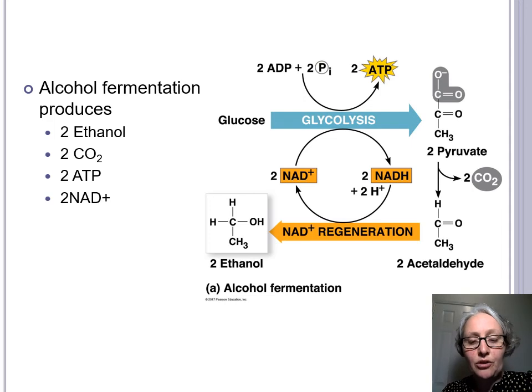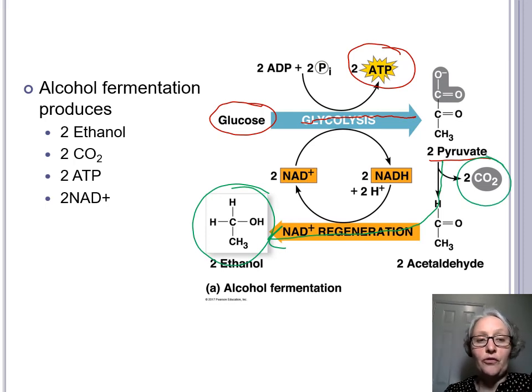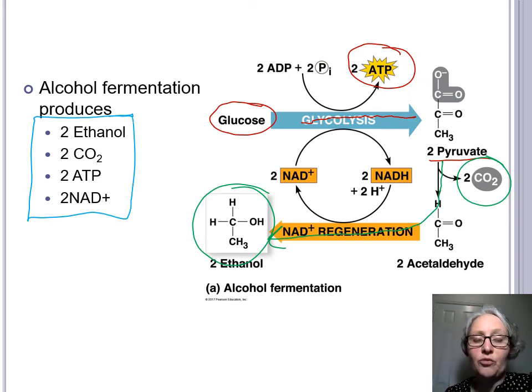Here we can see the picture that your textbook uses to describe alcohol fermentation. Again, we start off with glucose molecule. That glucose molecule is getting changed into 2 pyruvates, and that process will generate 2 ATP. From there, we have to take the NADH molecules that were created and regenerate them. As we do this, this will create 2 ethanols and 2 carbon dioxides. Really, as we think about alcohol fermentation, what we want to think about is these 4 products. In alcohol fermentation, we're going to generate alcohol, CO2, ATP, and NAD+.